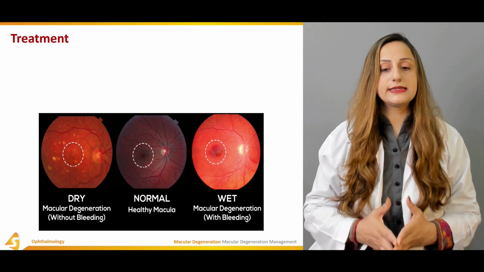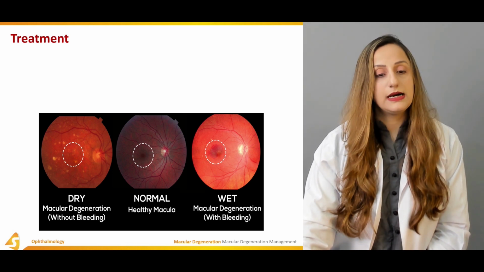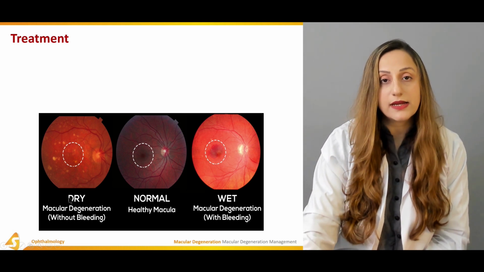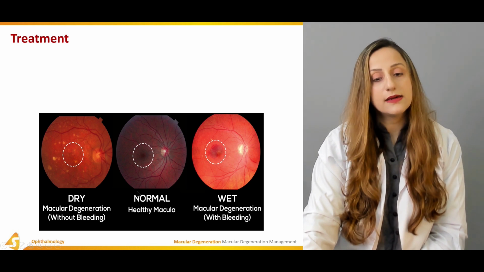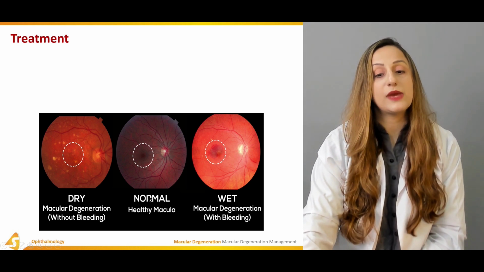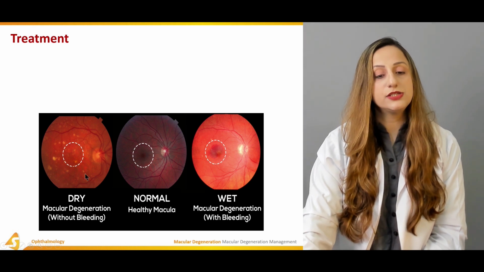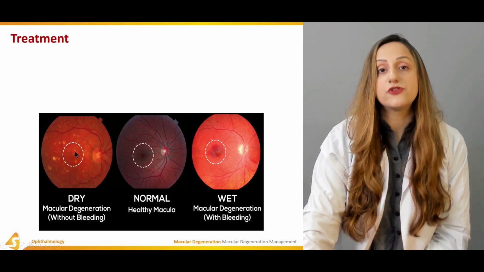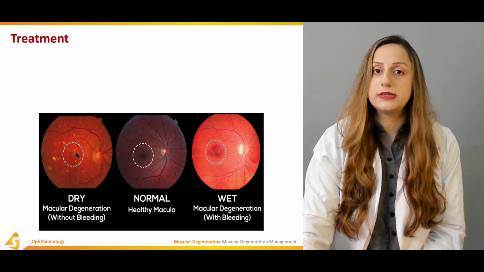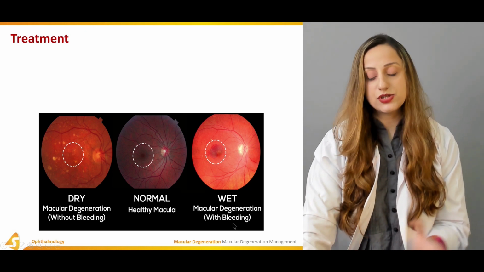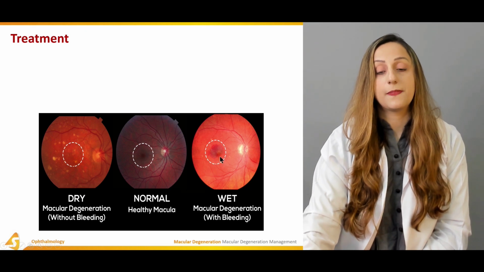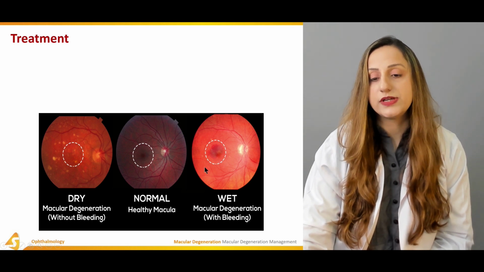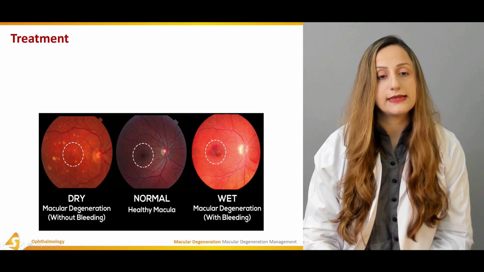The treatment would obviously depend upon the variety of macular degenerative changes that we're dealing with, whether it is a dry kind of macular degenerative change. A normal eye, a healthy macula, can be observed over here, and then we have the wet variety. The dry macular degeneration without bleeding can be observed over here with the Drusen formations, that is, the pigmental changes taking place around the macula or on the macula. And then with the macular degenerative changes, clinically there is some sort of bleeding that can be examined over here.